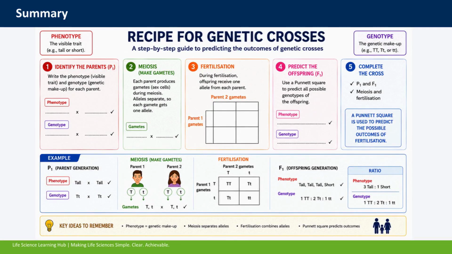Even if you have no idea what's going on with your cross, include the labels P1 and F1, as well as meiosis and fertilization, because then you'll at least get 2 out of the 6 marks, and 2 out of 6 is better than 0 out of 6.